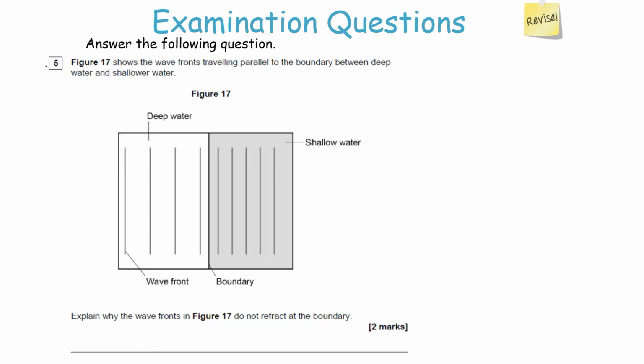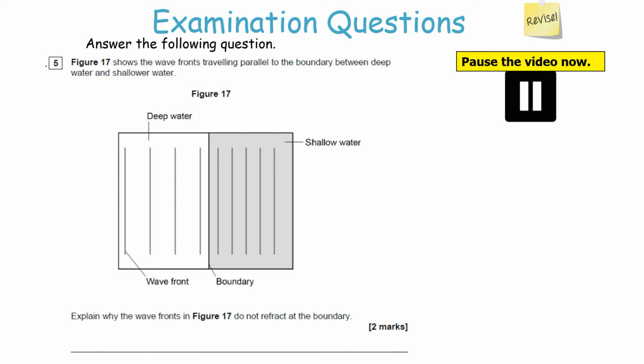Now figure 17 shows the wavefronts travelling parallel to the boundary between the deep water and the shallower water. Explain why the wavefronts in figure 17 do not refract at the boundary. So pause the video now, then unpause the video when you want to go through the answers.